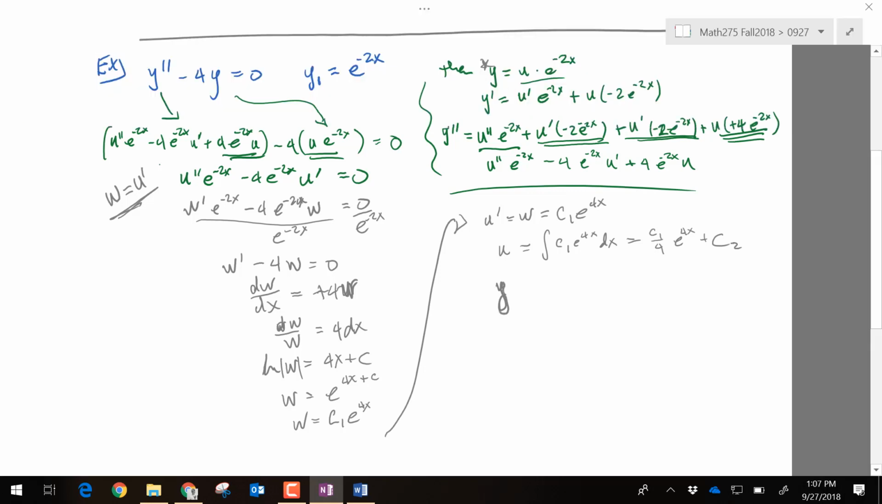All right, I'm having issues with my computer. y is equal to u times e to the minus 2x, right? And so this is equal to, what was u again, this big mess? C1 over 4, you can just call this one constant, right? 4x plus C2. Oops, if I want to distribute this, we get 2x, right?